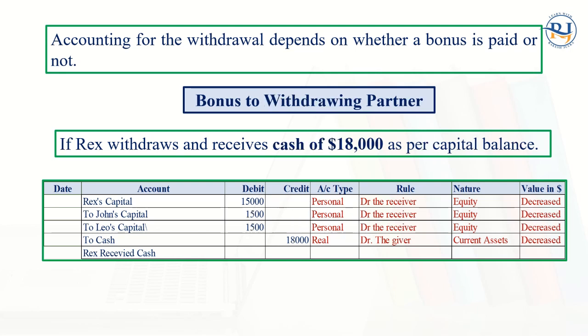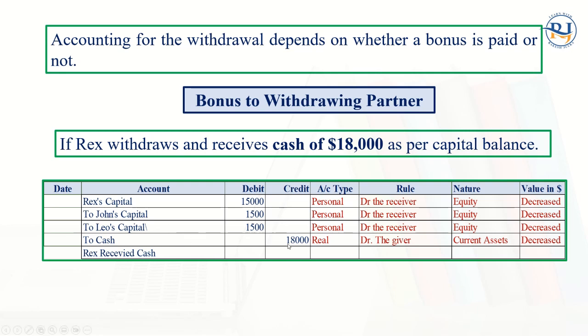Now, bonus to the withdrawing partner. Sometimes the person who is leaving the organization, let's say Rex, withdraws and receives $18,000 as per the capital balance. Rex is saying, I am leaving this organization, but in my balance sheet it is showing $15,000. I want $18,000, only then I will leave this organization. Both partners say it's okay, if you want $3,000 more, we will contribute to each other and give it to you. Okay, so our firm is ready to give you $18,000.